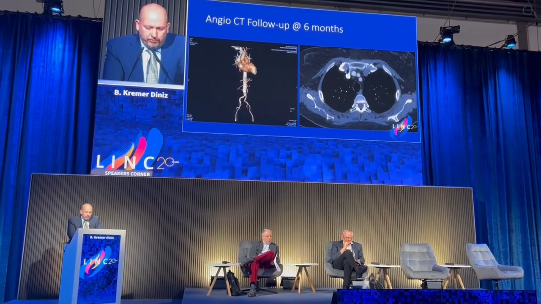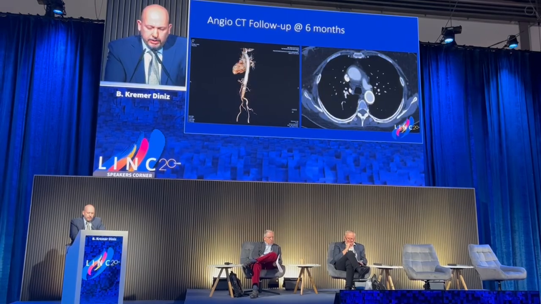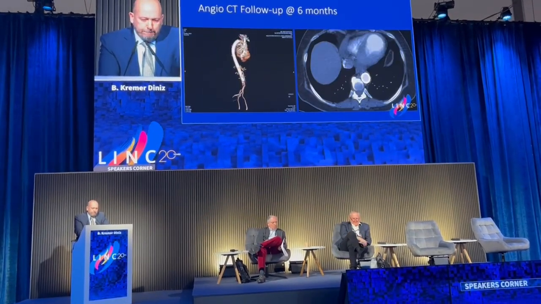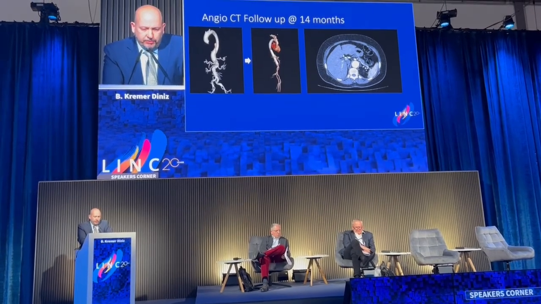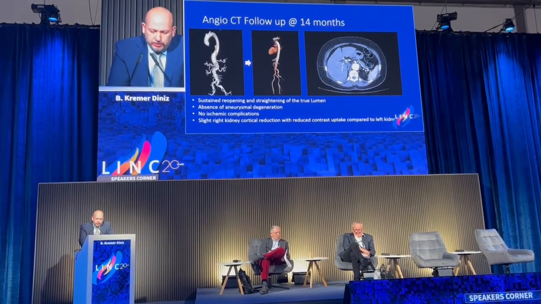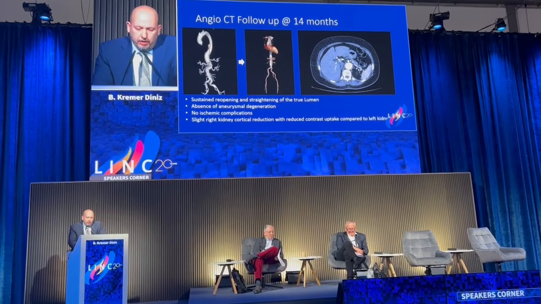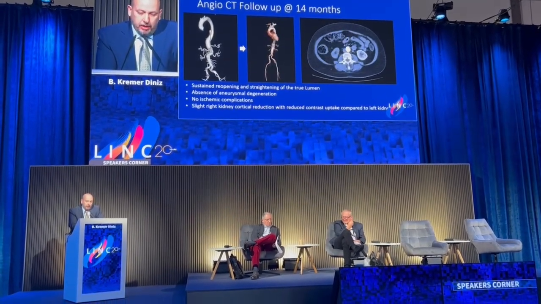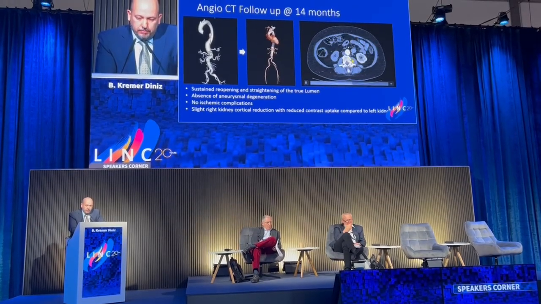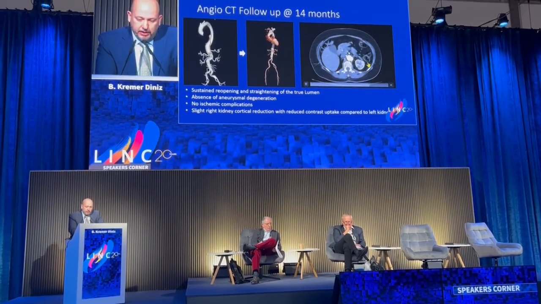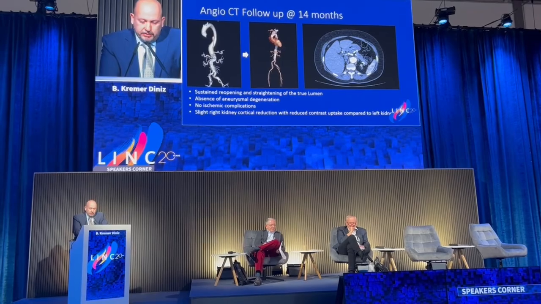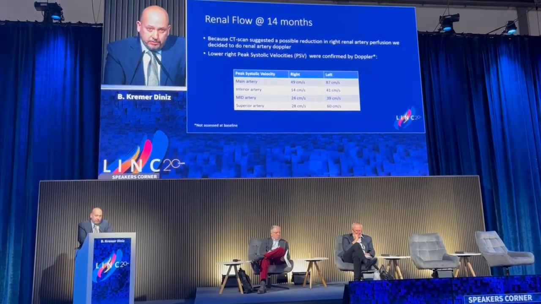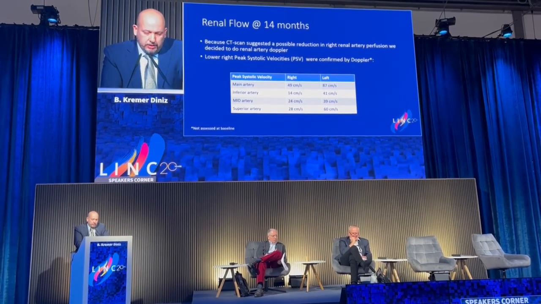At 6 months follow-up, everything's fine. We can see the true lumen well expanded. But at 14 months follow-up, we noticed reduced contrast uptake in the right kidney compared to the left kidney, as you can see here, a little bit different uptake. So we decided to confirm this with a Doppler that confirms the low flow through the right kidney.